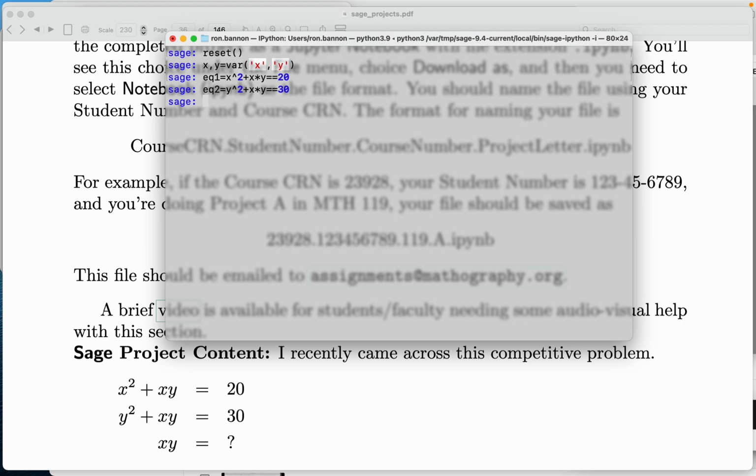All right, now what I'm going to do, I'm going to solve, S-O-L-V-E, a list of equations. And I put that in the listing notation, EQ1, comma, EQ2. That's a list. And what do I solve for? I want to solve for both x and y. And let's see if it can do it. And you know what? It does it. It gives me answers over here.